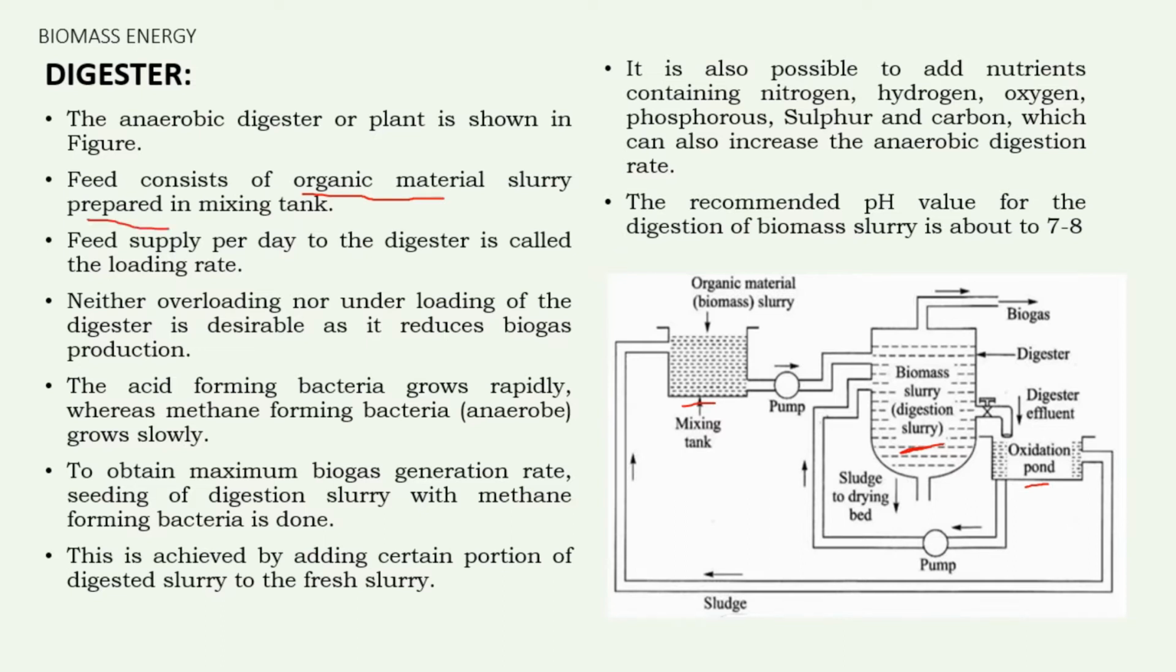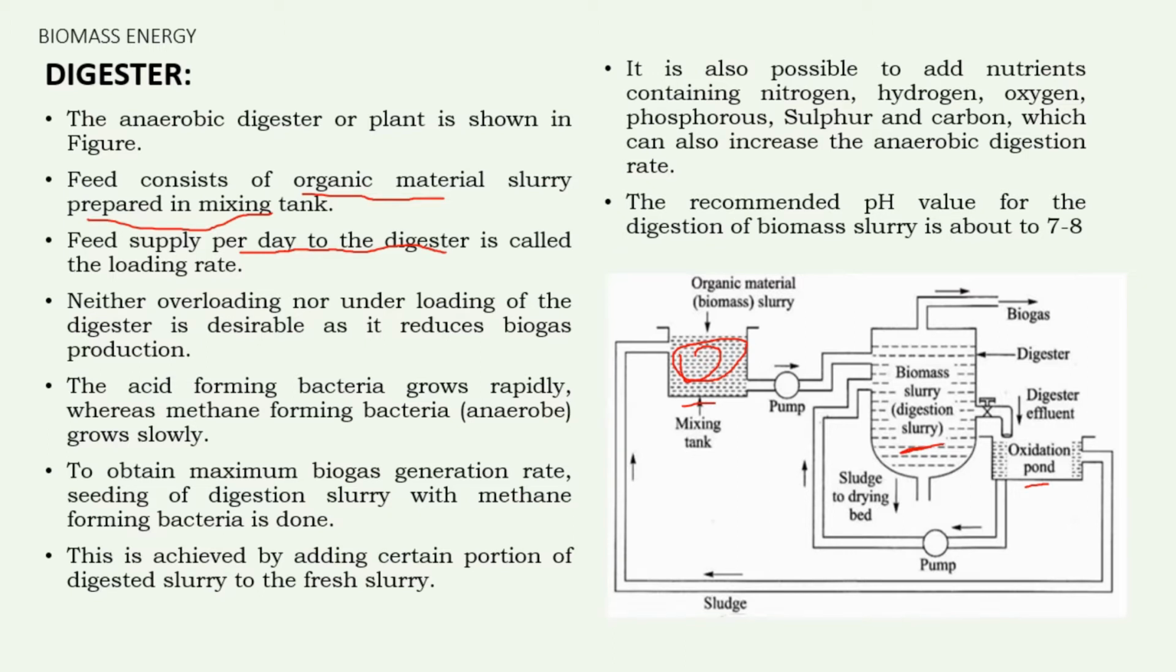So we prepare the organic material, and we supply this feed every day to the digester, and we call it the loading rate. Neither overloading nor underloading of the digester is desirable, as it reduces the biogas production. There is a ratio for that, so we have to load the biogas digester accordingly.